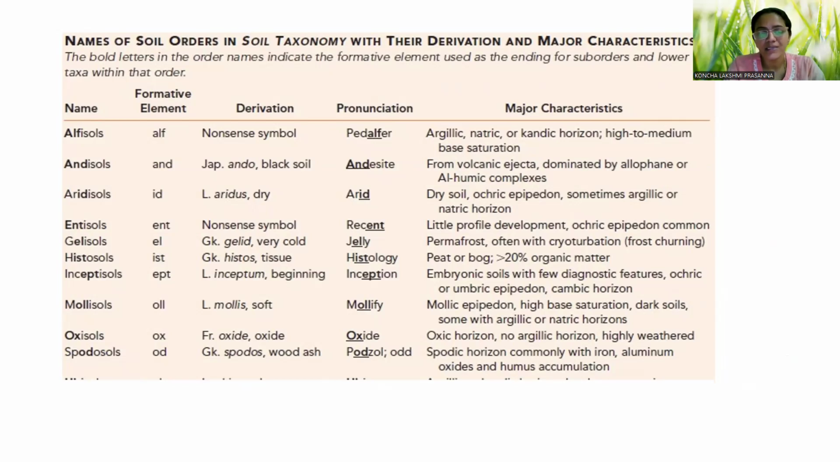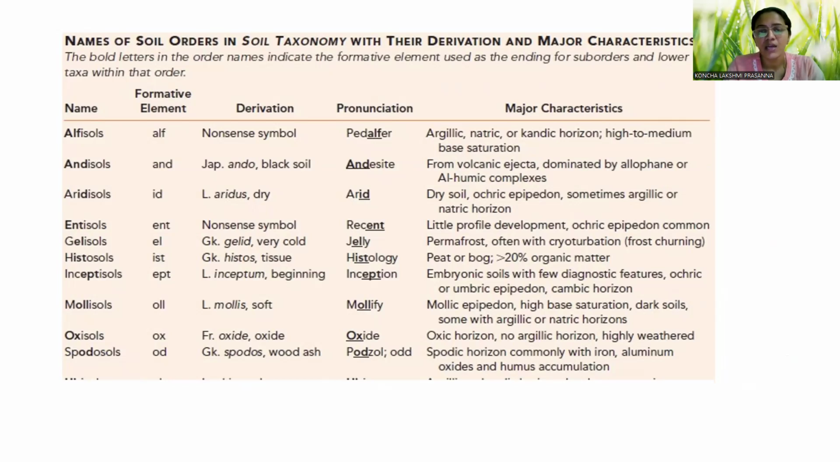Next is the Entisols. The formative element is ent. These are nothing but the recently developed soil order. Recently developed horizons are present in the soil order, with little profile development, and the ochric epipedon is the most common characteristic of this soil order.